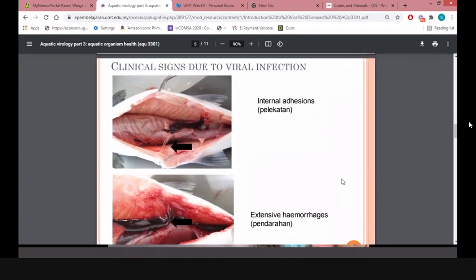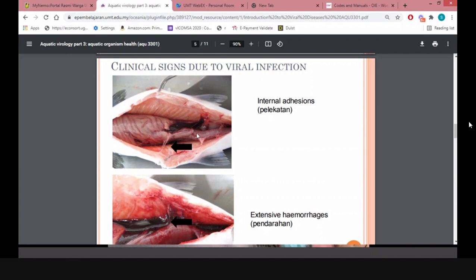Tak ada doktor. Okay, so these are examples of sample fish from Tasmania. These are part of my PhD work. So these salmons, they are known as Atlantic salmons. They are cultured in cage culture, and this salmon has a bacterial infection, a viral infection, as well as a parasite infection. So these are examples of external and internal clinical sign.